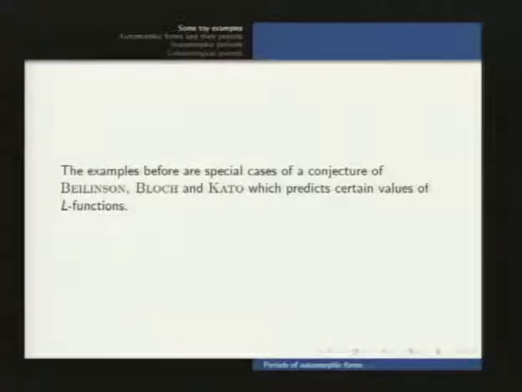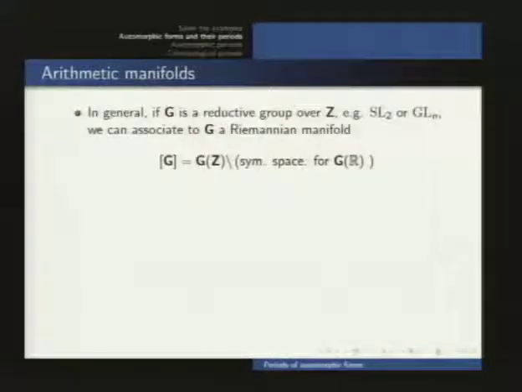So there's much more to be said, but I'm going to move on to the automorphic periods. So before I talk about automorphic periods, I have to say what automorphic forms are, and I'll give a slightly primitive definition, which is enough for us.